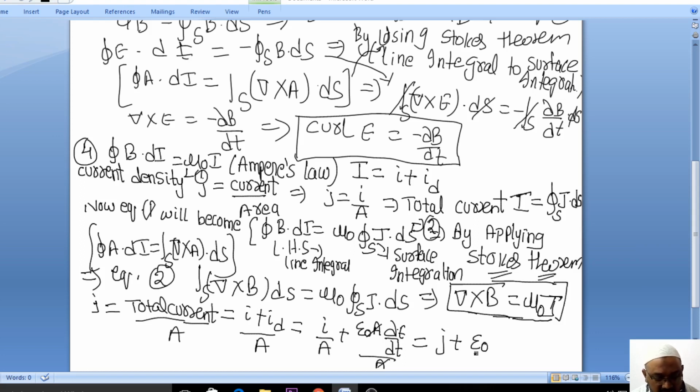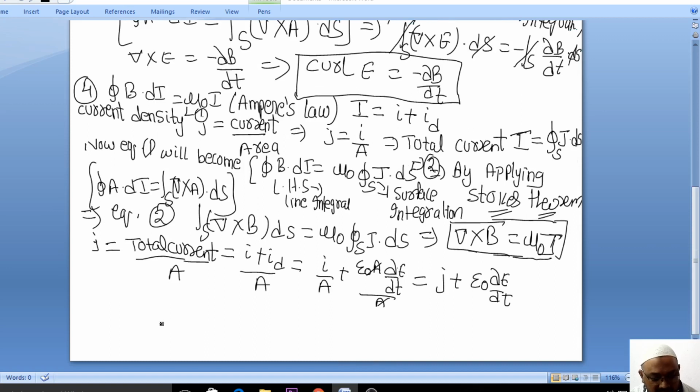What can you write here? Epsilon naught ∂E/∂t. So this is the value that I got for the total current density. Now, according to your Maxwell equation, this is the total J value, right? So this is the total J value. So I got this capital J value, right?